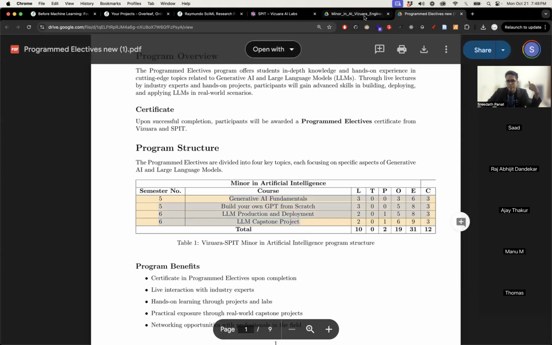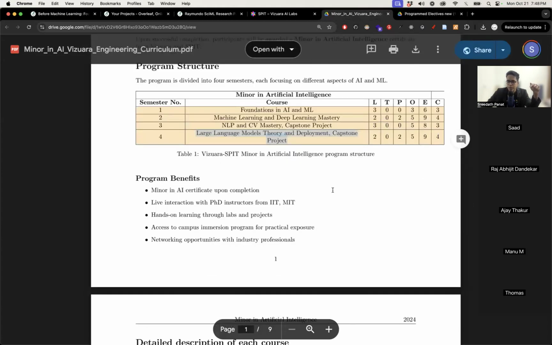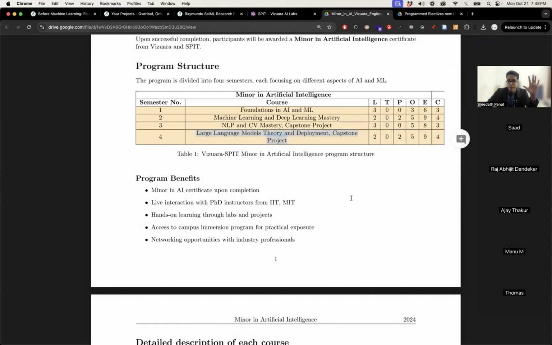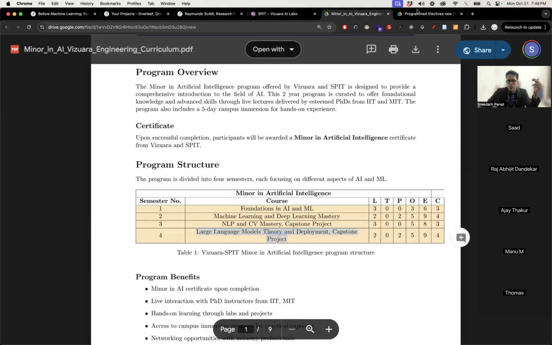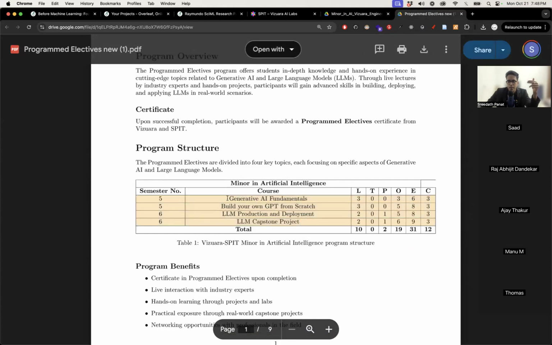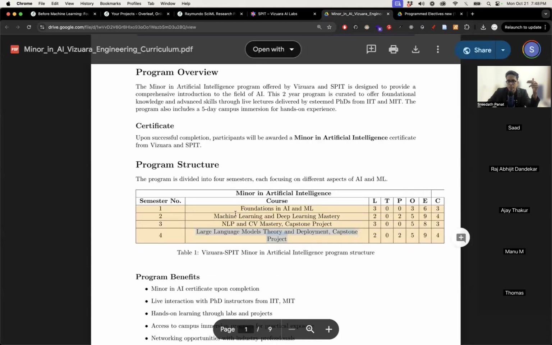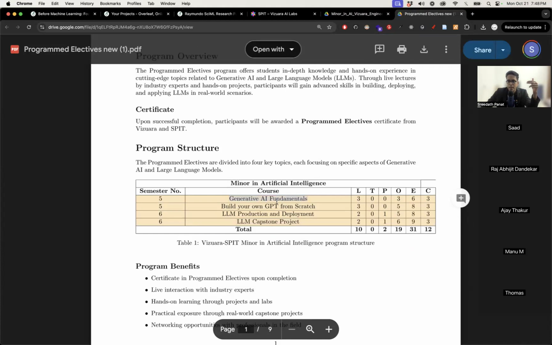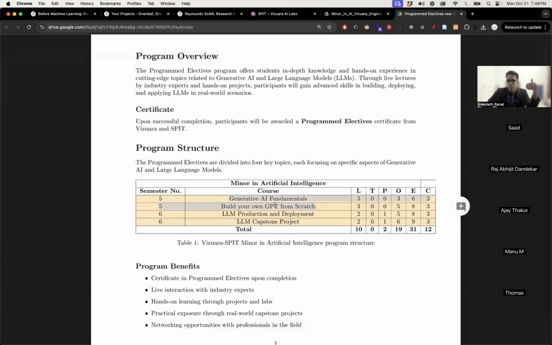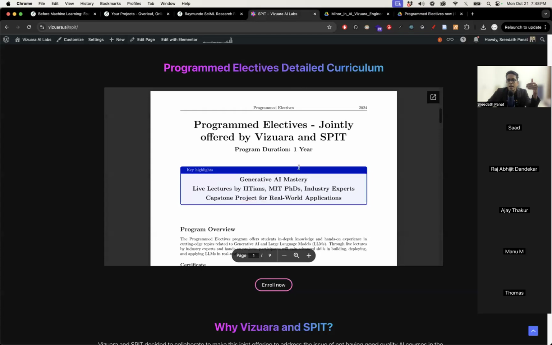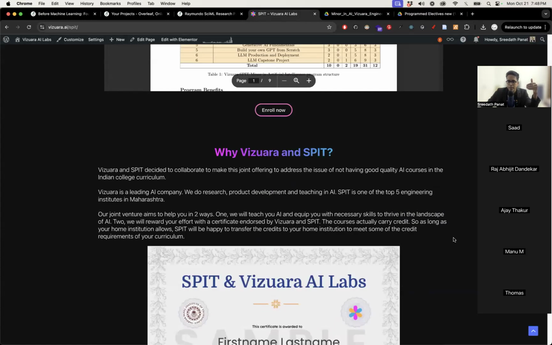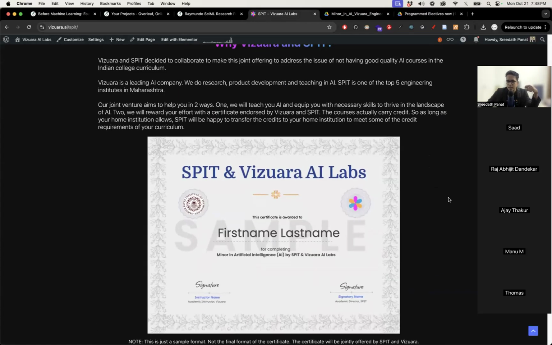But in the next semester, starting from January 2025, we are only offering 5 courses live. Remaining courses will start from July. Those are the 2 courses from minor, and then the 2 courses from the generative AI. So the first 2 courses from minor we are offering next semester. The first 2 courses from the programmed electives are also being offered next semester, and we are also offering a course on scientific machine learning.